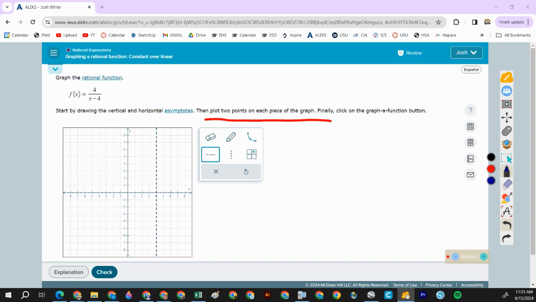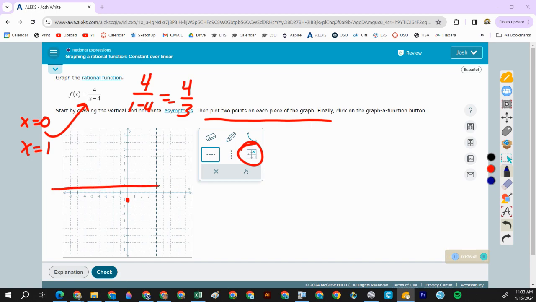So let's plug in 0. What happens when x equals 0? Well, that is 4 over negative 4, which is negative 1. So 0, negative 1 is one of the points. Okay. Well, what happens when x equals 1? We could do that. So 4 over 1 minus 4 is 4 over 3, negative 3. And then you would need to graph that using this. But let's just pick a point that's going to make the graph easy.